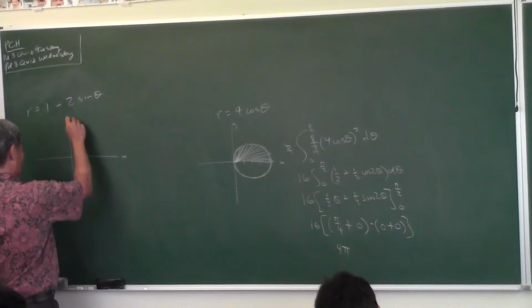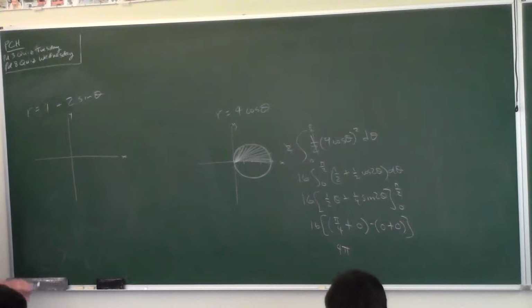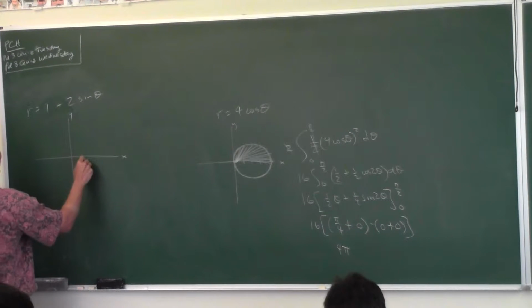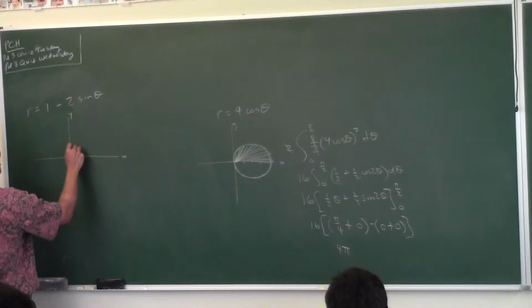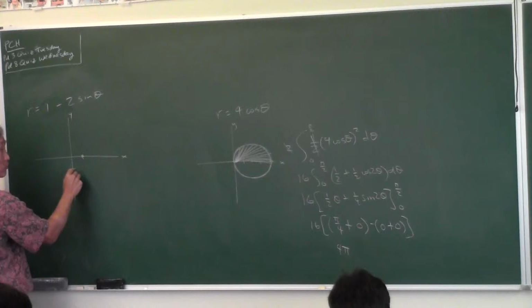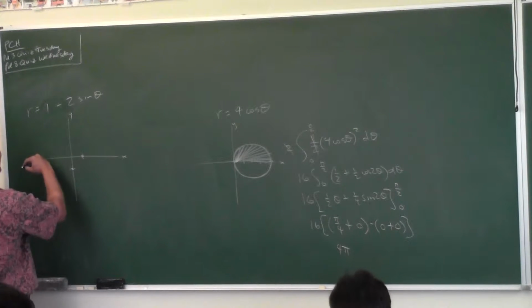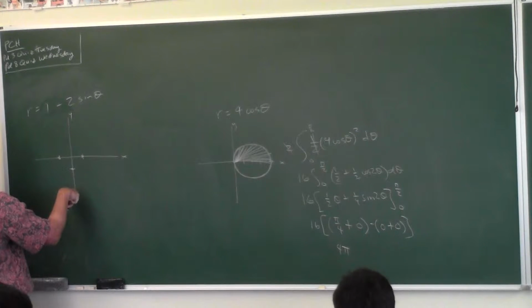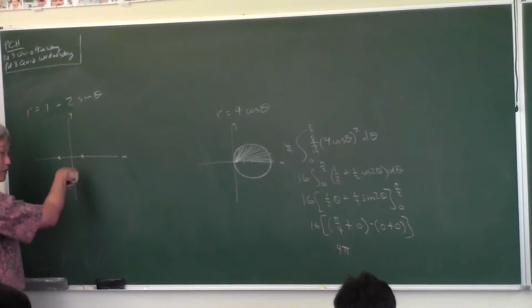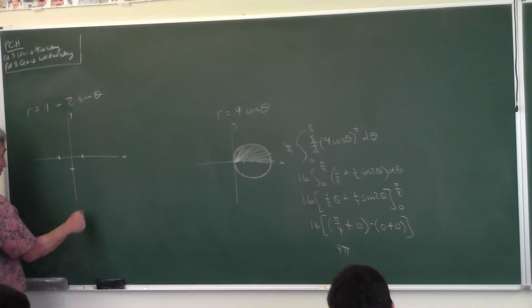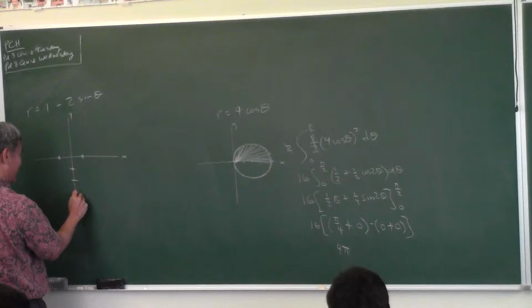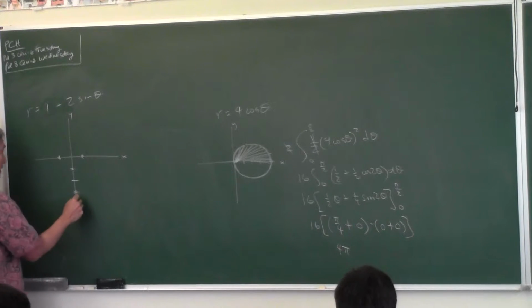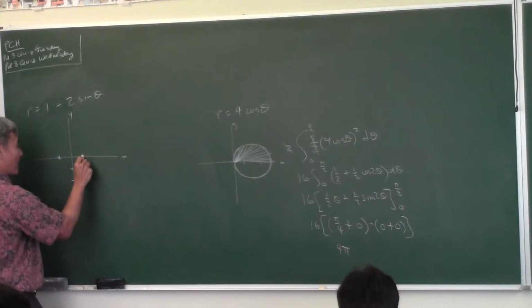Plug in the quadrantal angle, 0. Pi over 2, negative 1. Ooh, that's a hint right there. Pi, 1. And then finally 3 pi over 2, 3. So you gotta go 3 units in the direction of 3 pi over 2. Do not think rectangularly. So the graph starts here.